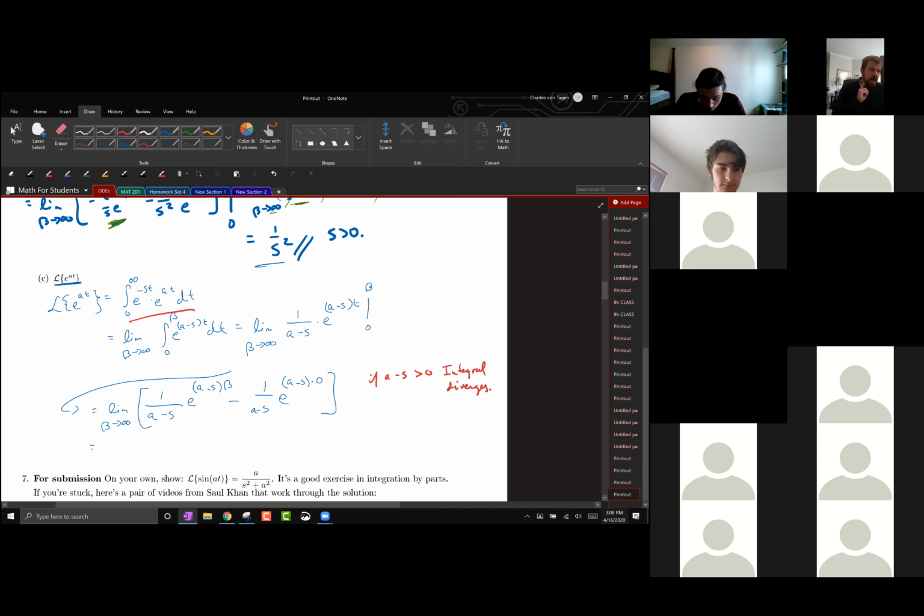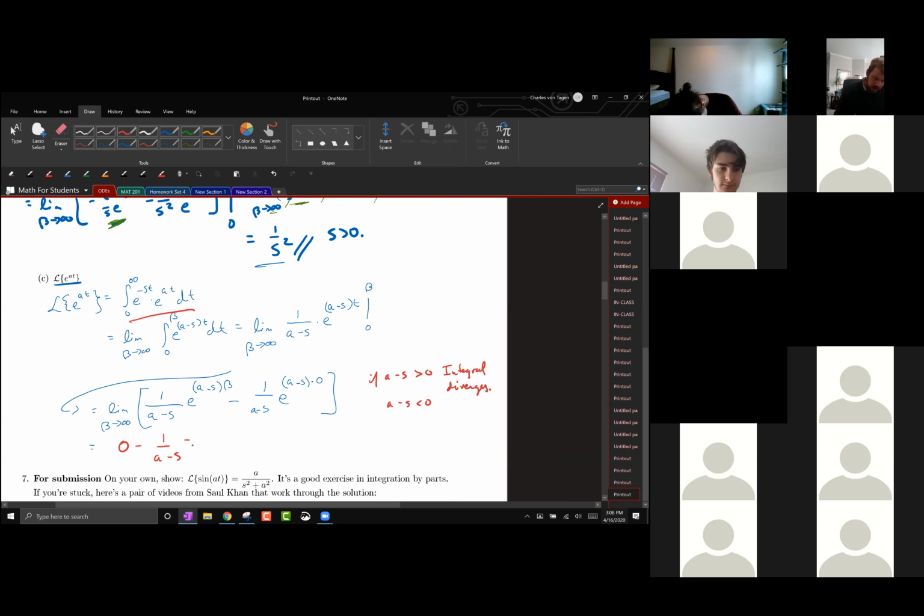Because we've got a positive exponent, and the exponent continues to get larger, it's going to tend towards positive infinity. But if a minus s is less than 0, then what? This whole first term dies off. If a minus s is negative, then that whole first term dies off, and we're just left with minus 1 over a minus s. Okay?